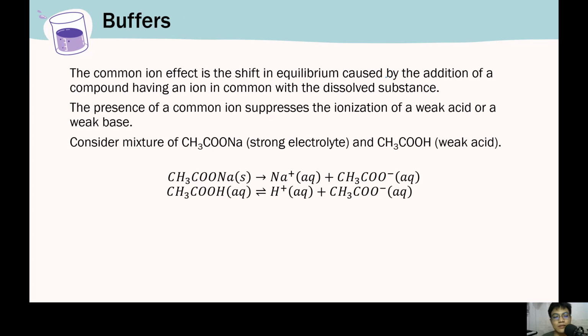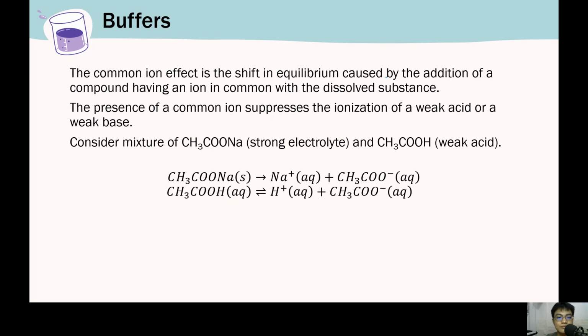Saan ba gawa ang isang buffer? Our buffers can be made of a weak acid and its conjugate base. So, may weak acid ka and yung kanyang conjugate base. O, pwede rin naman weak base and then yung conjugate acid niya. Okay? So, ibig sabihin, for a buffer to be effective, kailangan may conjugate acid-base pair ka.